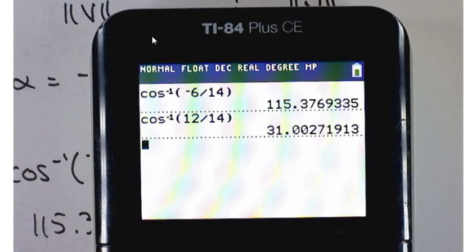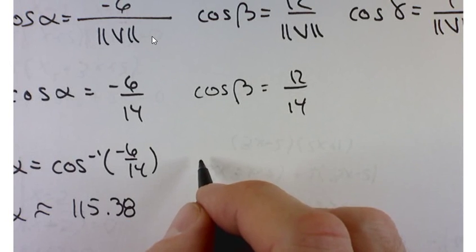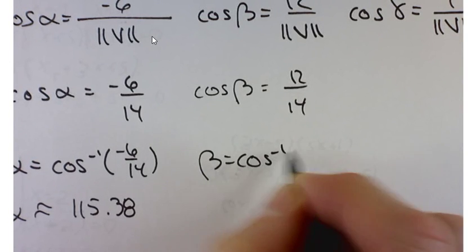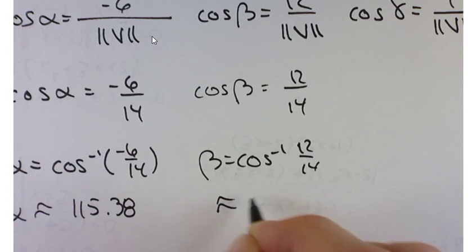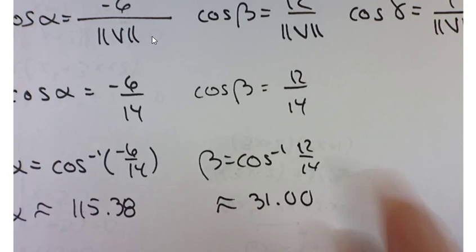This time I get 31.00. Now if I'm asking you to round this to the nearest hundredth, then there should be something in the hundredths place. Beta is cosine inverse of 12 over 14, 31.00.